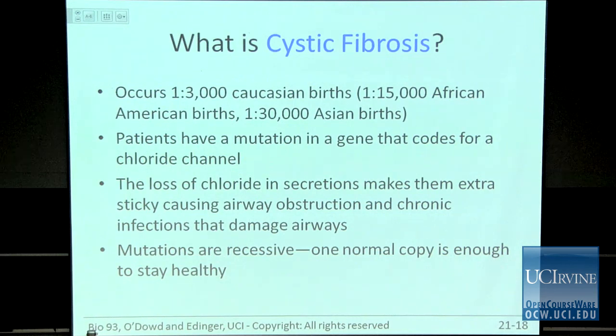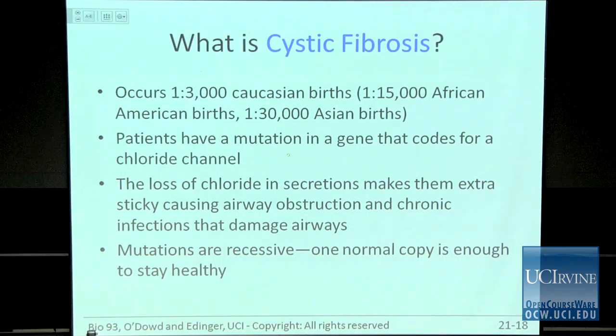Now, as another example, we're going to go through cystic fibrosis mating. Dr. O'Dowd introduced cystic fibrosis a little bit earlier, but I'll remind you what it is. It's a pretty common disease. It happens in about 1 of 3,000 Caucasians. It's less frequent in African and Asian populations.